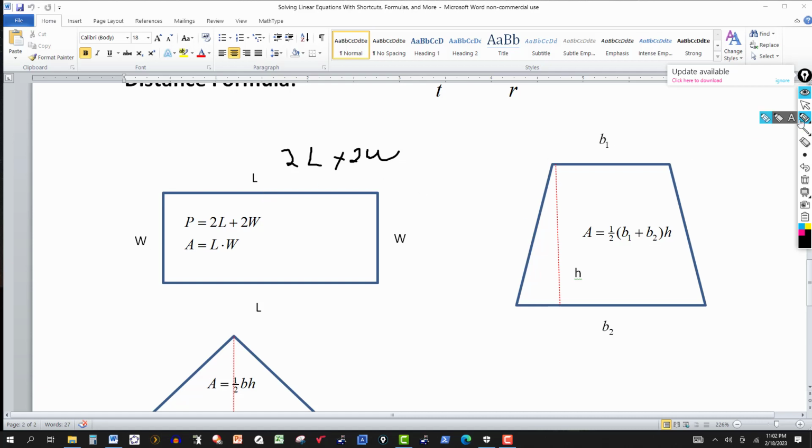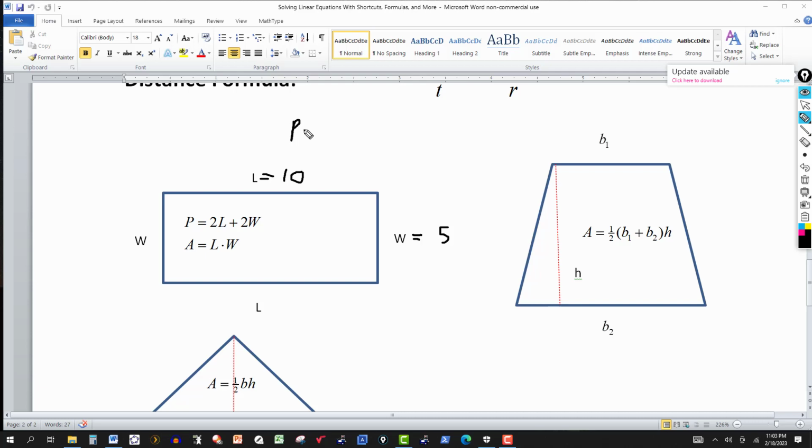So let's look at, suppose that the length is 10. That could be in inches, feet. I'm just going to say units, so it's equal to 10. And let's suppose the width is equal to 5. So you're given the length and the width of the rectangle. What's the perimeter?